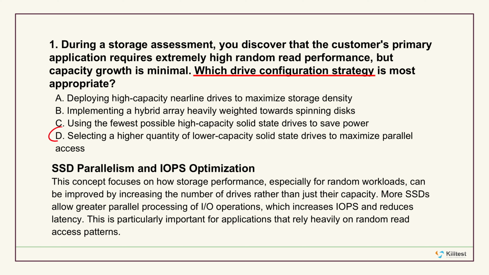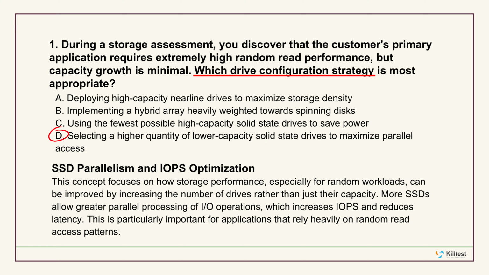I mean, nearline and spinning disks introduce rotational latency and physical seek times, which are just absolute poison for random read workloads. Right, because they just can't physically move the read and write heads fast enough for those scattered data blocks. They're literally spinning plates. Exactly. They are mechanical. So the real architectural debate here is between C and D, using fewer high-capacity SSDs versus a higher quantity of smaller SSDs.